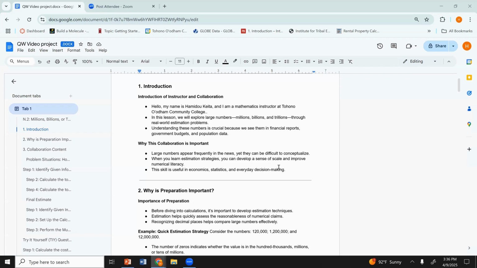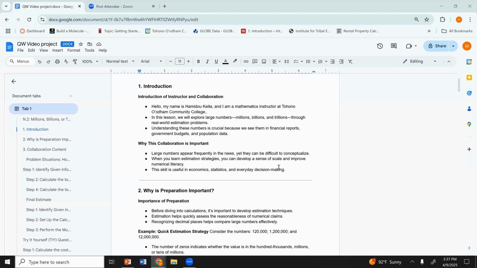So before you start your collaboration, it is important for you to go through the preparation part of the unit, because the preparation part of the unit allows you to dive into some calculations, and that will teach you some estimation techniques which you can then apply in your collaboration. So make sure you walk through the preparation before you start your collaboration.